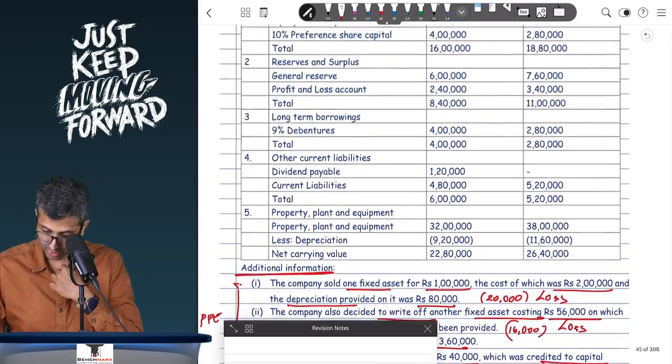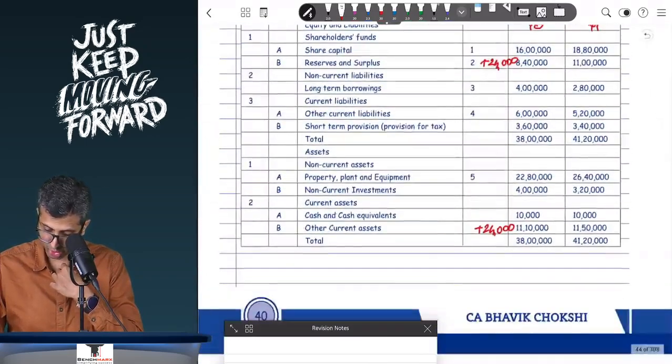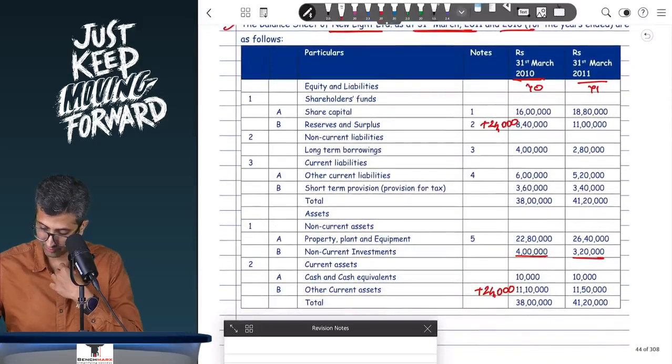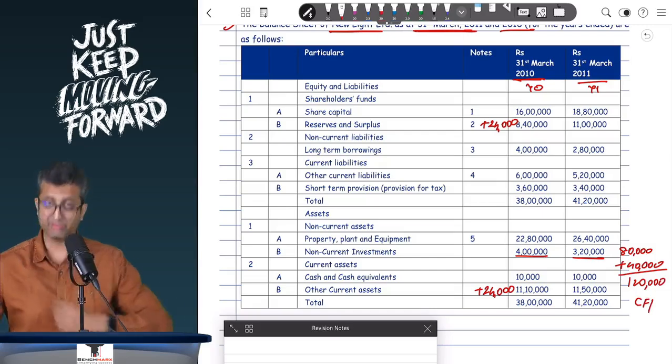But how many investments were sold? If I go to see, your investments sold are maybe 4 lakhs. So there is an 80,000 WDV of investment sold at a profit of 40, which means 1,20,000 will be there as a cash flow from investing.